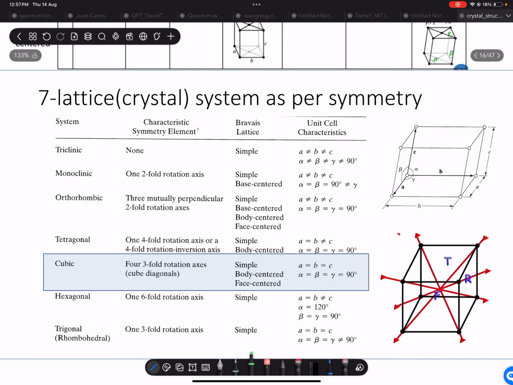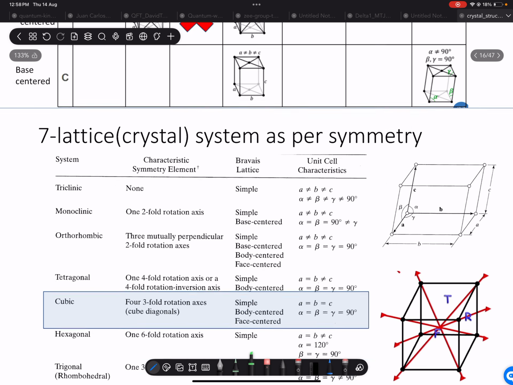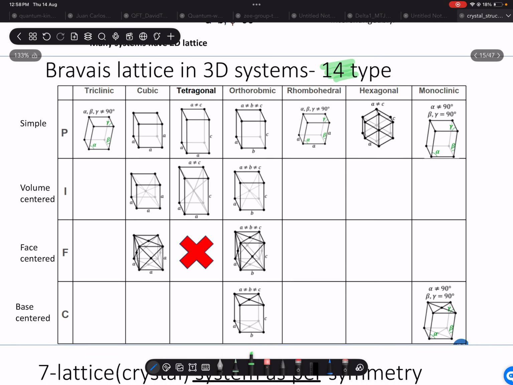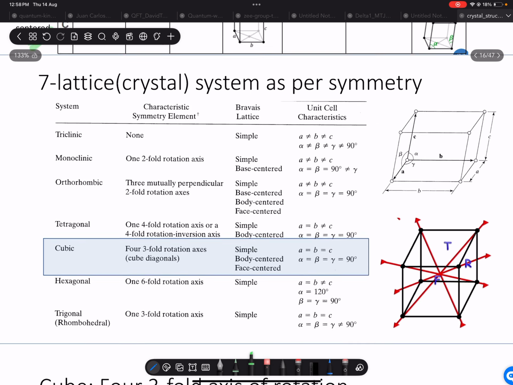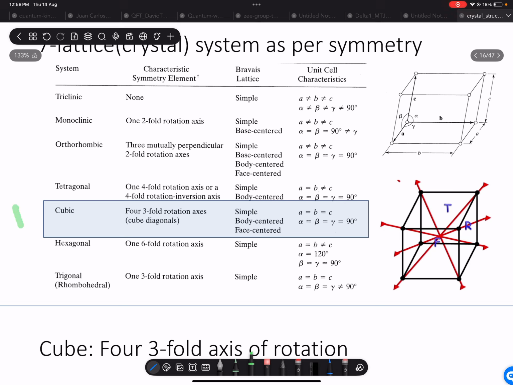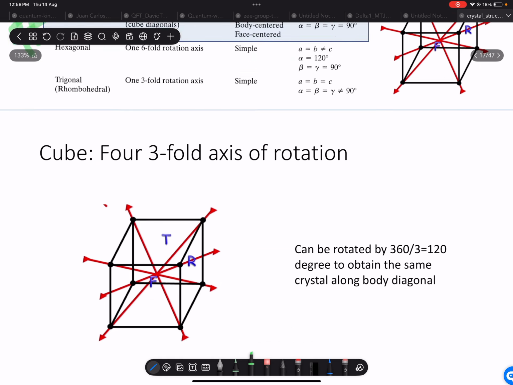And based upon symmetry, there is another categorization where we have 7 lattice systems as per the symmetry, and in the 14 Bravais lattices, along with these 7 lattice systems, we have simple cubic, body centered, face centered, and base centered positioning of the lattice points, right? In this course, our central focus would be cubic, because most of the semiconductors that you are going to use are cubic. So it's a nice thing.